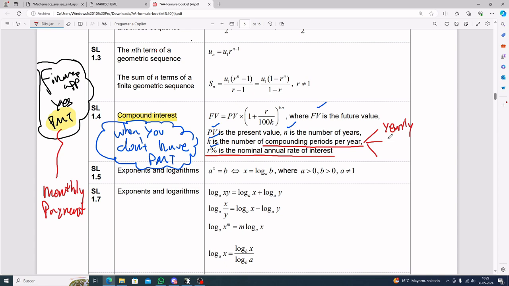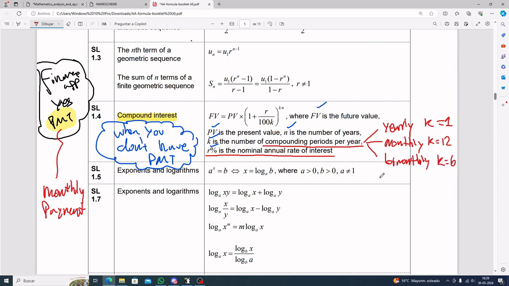You can have, for example, monthly. These are like the common ones, right? So if it's yearly, K is just going to equal 1. Because if it's yearly, how many times does it compound per year? Well, there's 1 year and 1 year, right? So K equals 1. For monthly, there's 12 months in a year. Maybe you might encounter bi-monthly, which is every 2 months, right? And so K would equal 6.